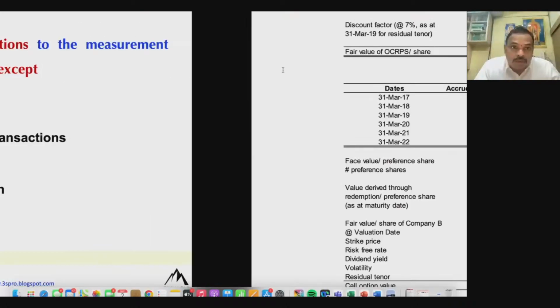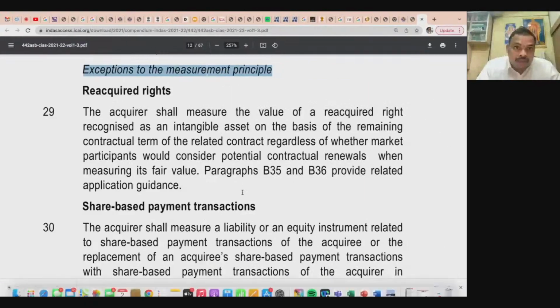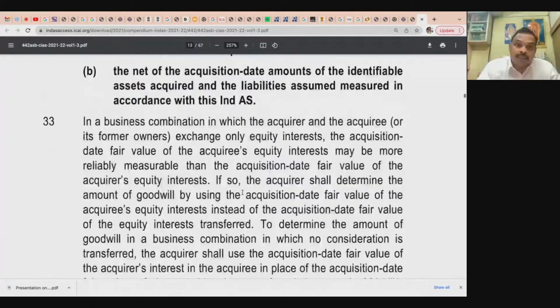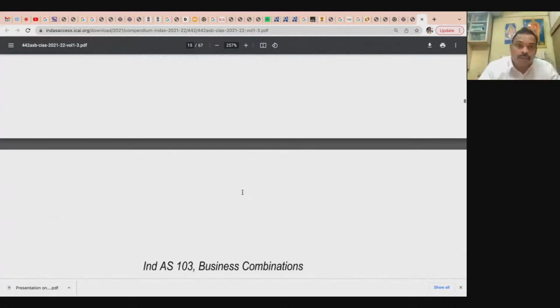So now come to this question. Exceptions to the measurement: reacquired right is an exception. Share-based payment exception. Asset held for sale exception. Exception to exception, which means it is applicable. Contingent consideration. Wow. So contingent consideration will not come under the exception, because contingent consideration has to be measured. Now I just take you to this particular paragraph.